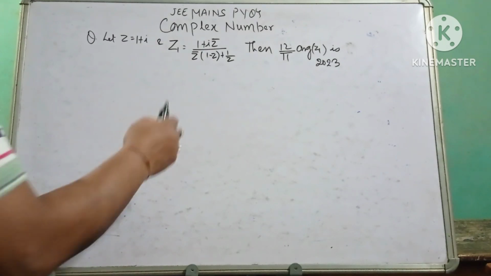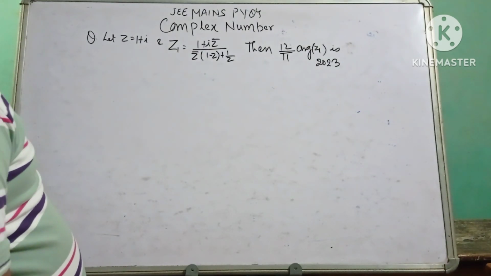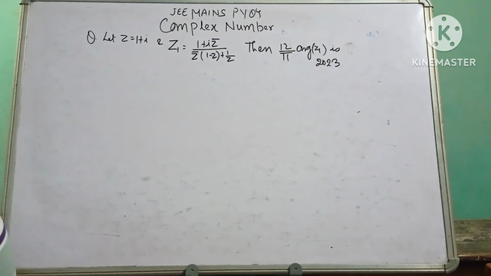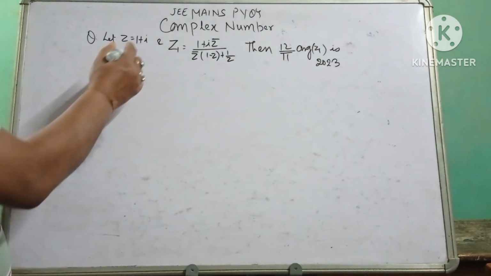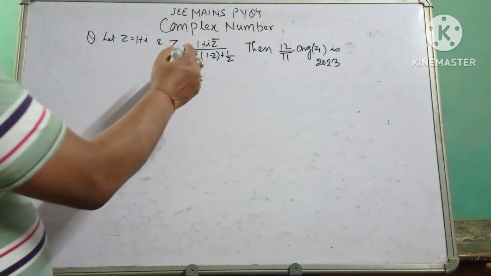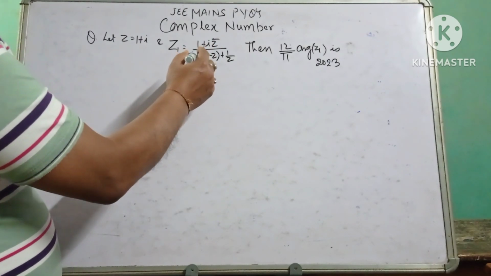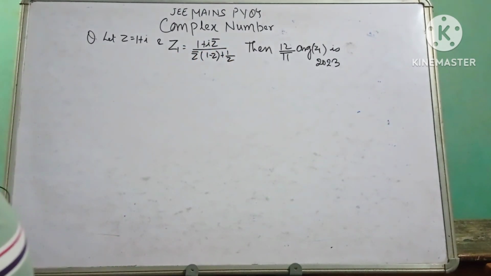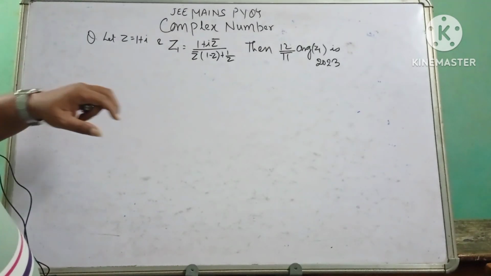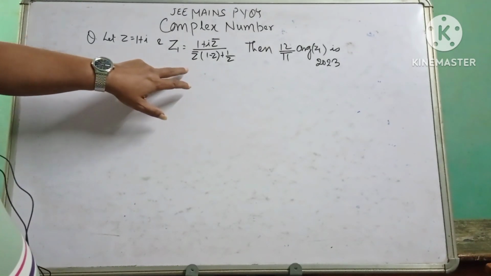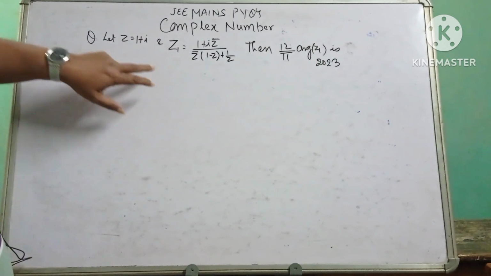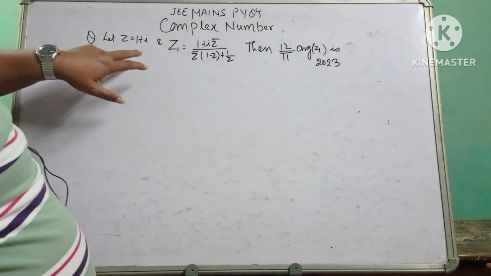Today we are dealing with complex numbers, and they are all previous year questions from 2023. Here z is equal to 1 plus i, z1 is equal to 1 plus i, z bar, 1 minus z, 1 plus z. This is a very simple question. You just have to place the value of z and z bar.